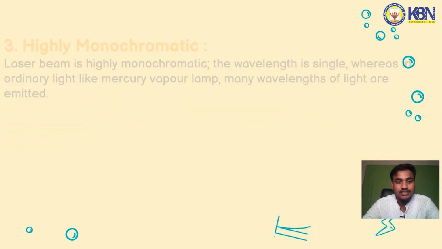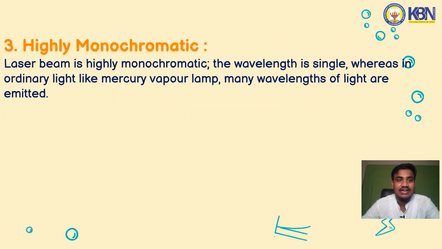Now, coming to the third characteristic, as I said in the acronym itself, it is highly monochromatic. It will have only a single wavelength. Laser beam is highly monochromatic. Why? Because the wavelength is single, whereas ordinary light, as you know, is nothing but white light, which will be divided into 7 colors, or dispersion of light.